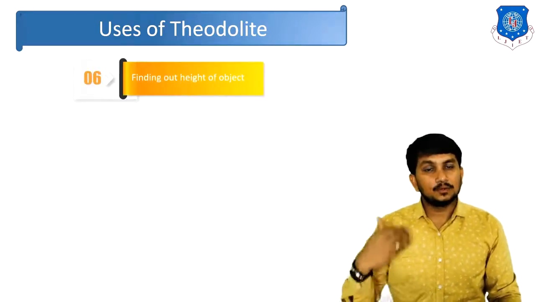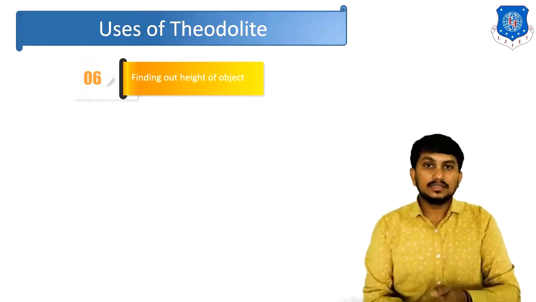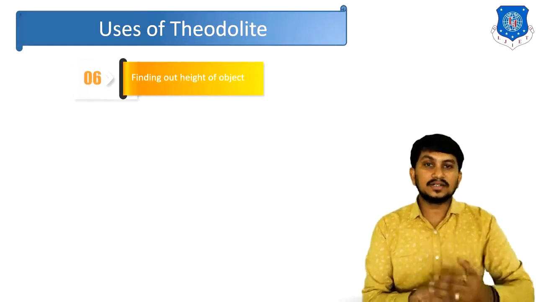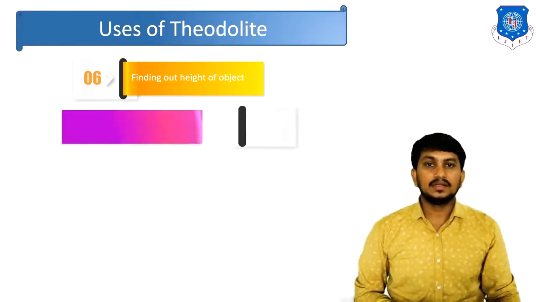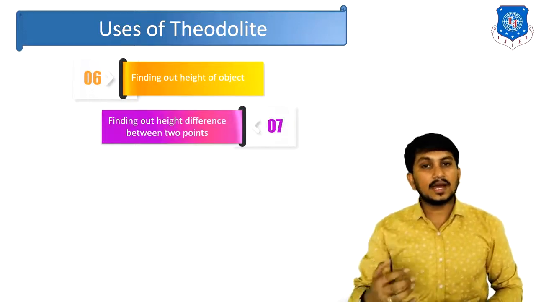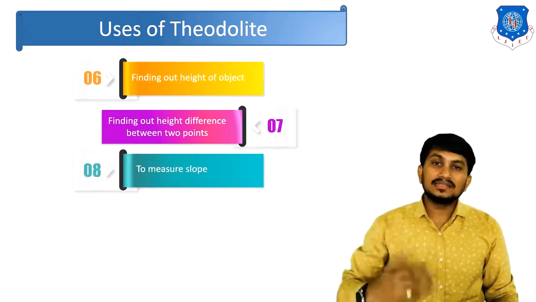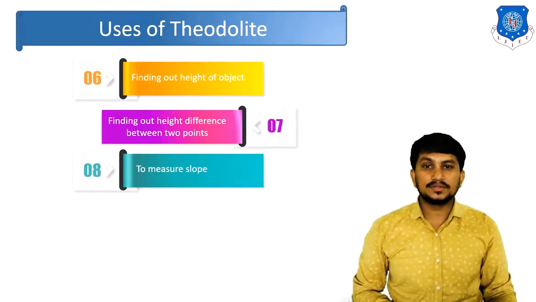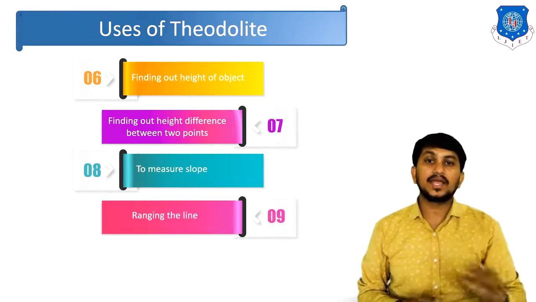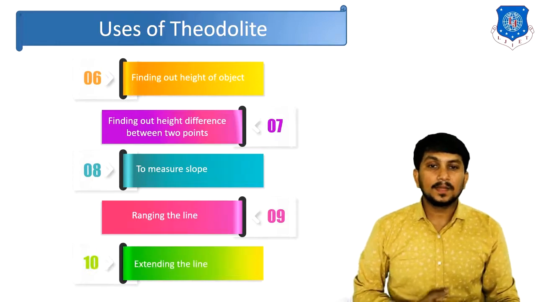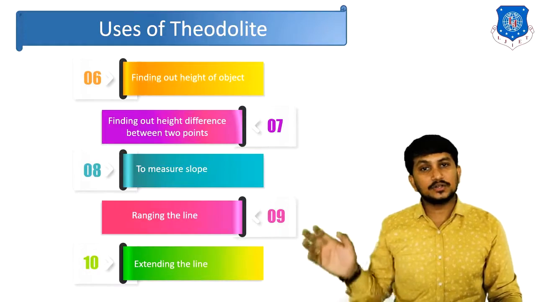Next is to find out height of the object. It can be done by taking the vertical angle of the object and the distance from theodolite to the object. Seventh, it is used for finding out the height difference between two points. Next is to measure a slope. Theodolite can be used. Next, it is also used for ranging the line. And the last is it is used for extending the line. These are the various uses of theodolite.